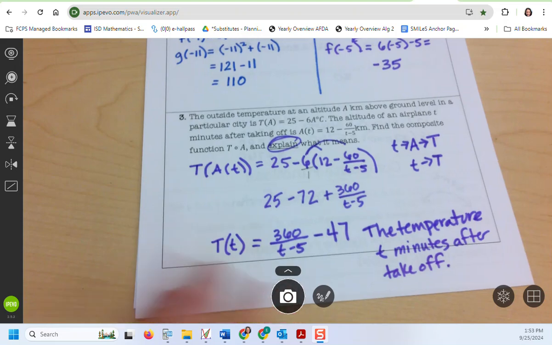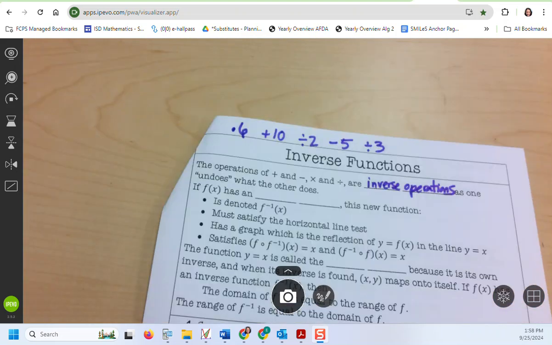So they're saying that the time affects the altitude, and the altitude affects the temperature, so the time affects the temperature. Questions? Okay. The other one.